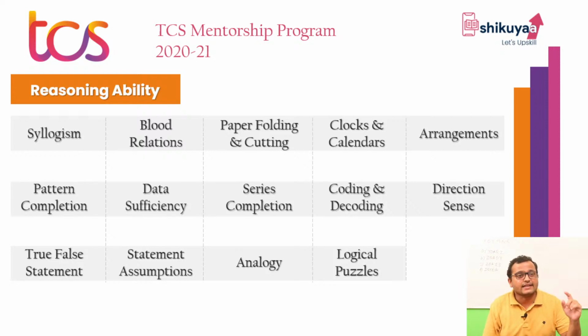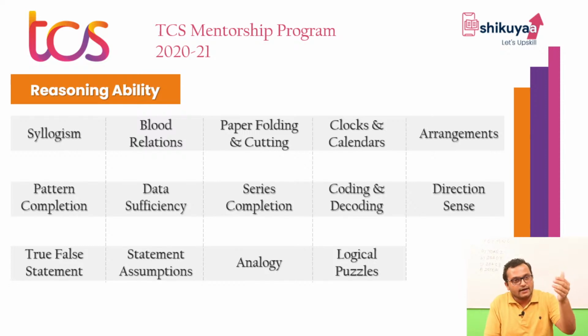Now next is data sufficiency. Now for this data sufficiency topic, you should know blood relation, syllogism, direction sense, coding and decoding, and arrangement. You should know all these basic concepts of the above topics for data sufficiency. Because what is asked in a data sufficiency question? They will give one certain example, for instance of blood relation.